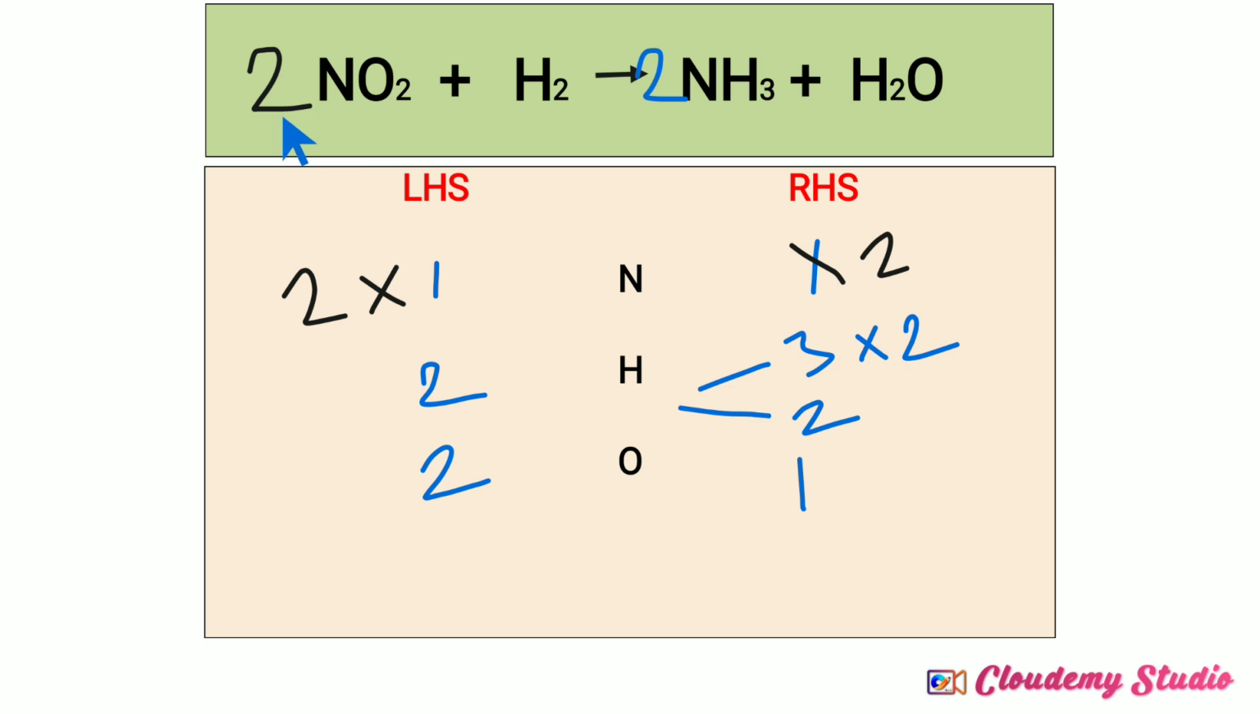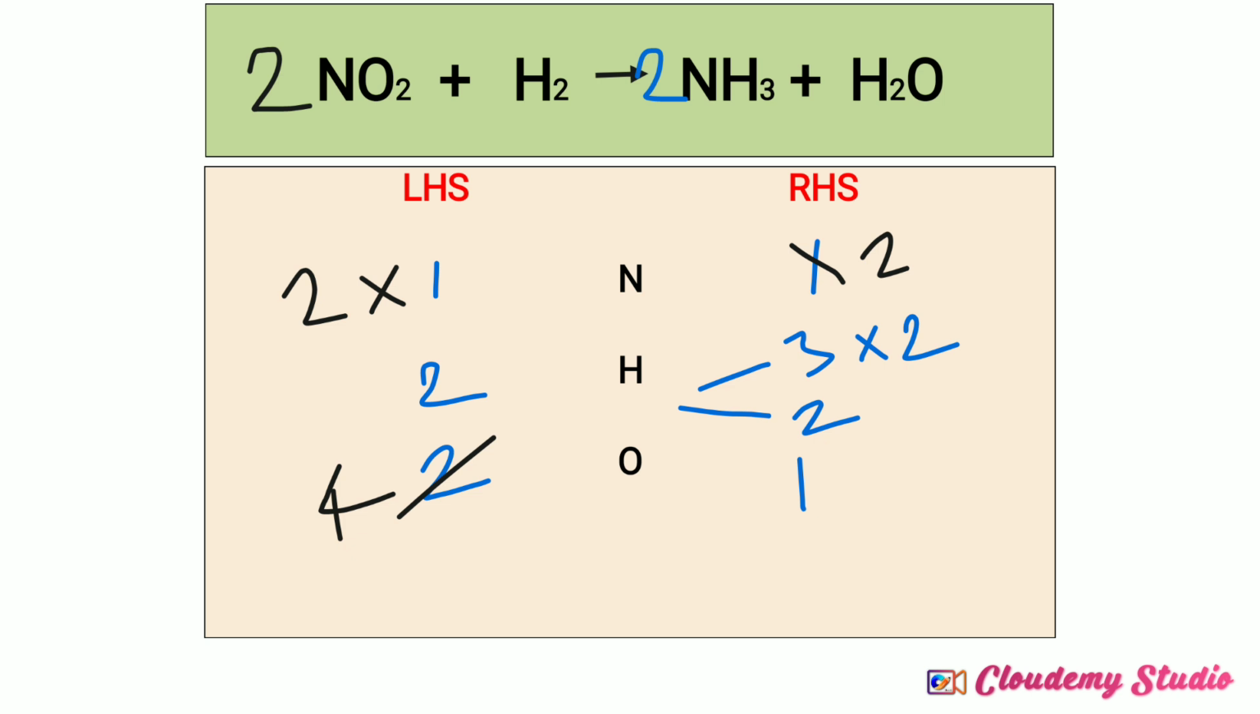When the nitrogen dioxide is multiplied by 2 times, what happens? The oxygen changes at the left hand side. That is 2 times 2, 4 oxygen atoms. So the oxygen has become 4 times at the left hand side. But the right hand side oxygen, when we check that, how many times are there? Just one time. Therefore, this 1 we need to make into 4 by multiplying by 4.